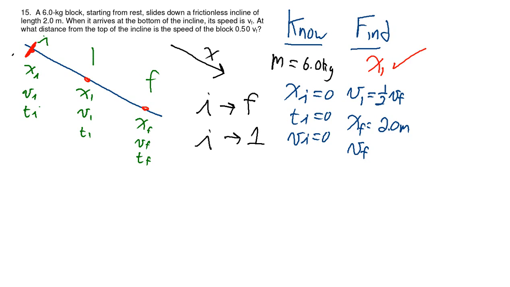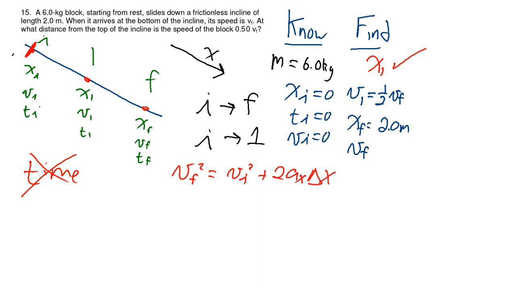In this problem we know nothing about time, so it makes sense to use one of the kinematic equations that doesn't have time in it. That's the third equation on the list: v final squared equals v initial squared plus 2a sub x delta x. We're going to apply that equation for our two different cases, and we realize that the acceleration in the x direction is a constant for both cases. There's nothing to make it change.